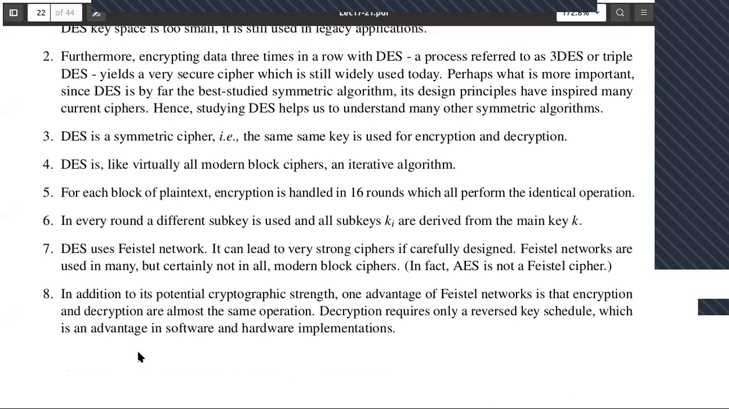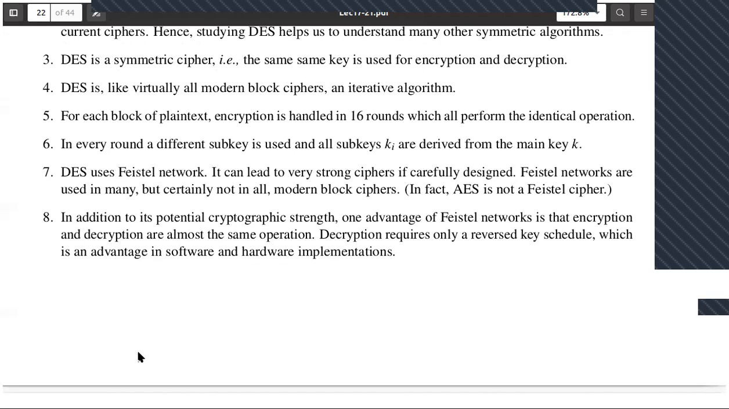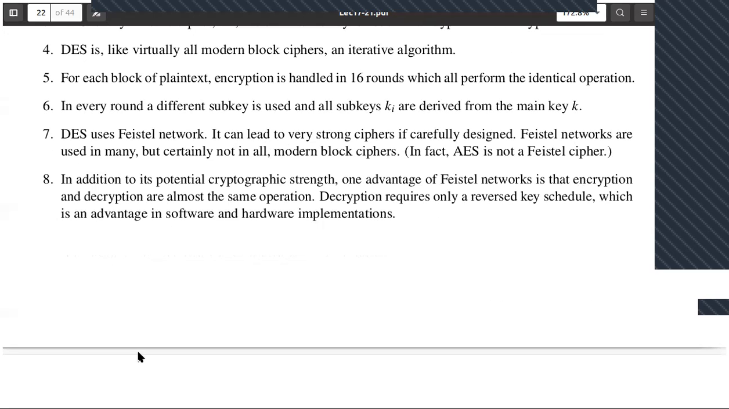DES is like virtually all modern block ciphers. It is an iterative algorithm, so we do things iteratively. It is an example of an iterative algorithm, which will help you understand much better in the future. For each plain text block, encryption is handled in 16 rounds with identical operations. In every round a different subkey is used. They are called subkeys, derived from the main key K. DES uses a Feistel network, which leads to very strong ciphers if carefully designed.